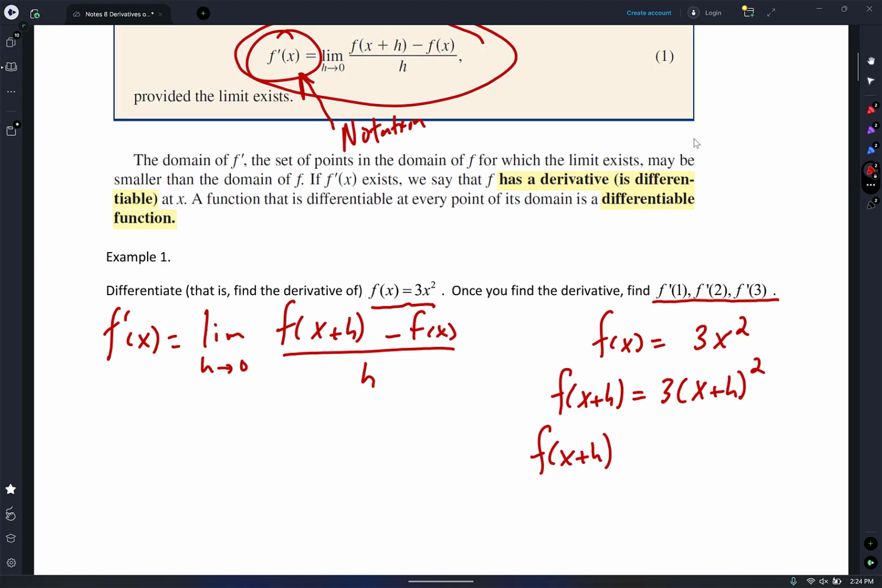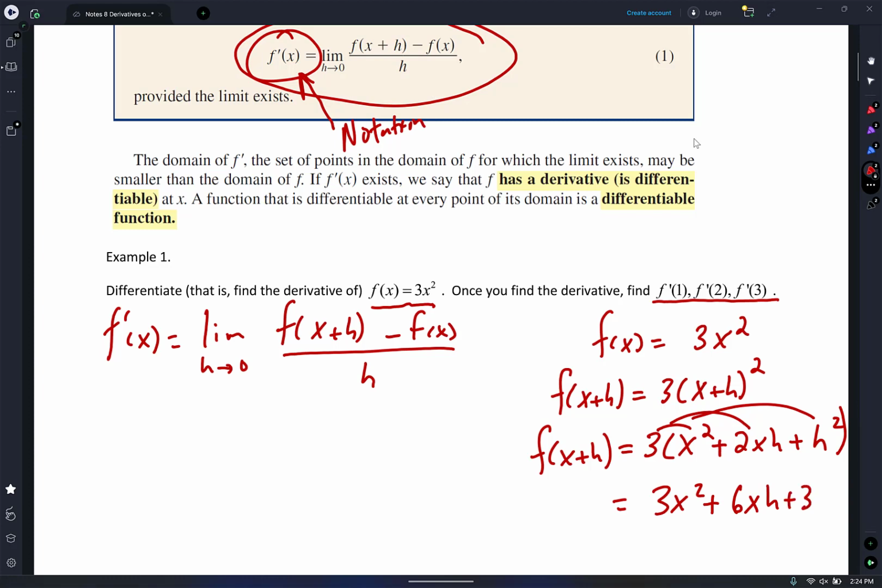All right. Here we go, guys. So I'm going to go ahead and expand it. I'm going to go 3 parentheses x times x is x squared, and then x times h is xh, where you're going to have how many of those? So I'm going to write 2xh, and then h times h, and then go ahead and distribute that 3. So 3x squared plus 6xh plus 3h squared.